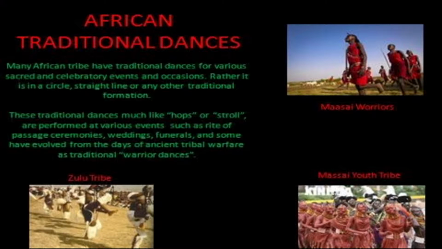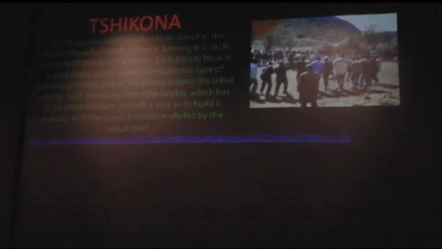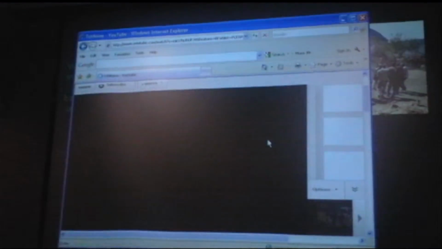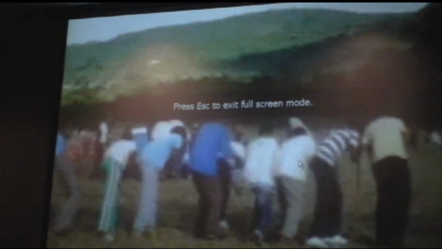Now, one of them that reminds me of a stroll is a dance called the Tashikana. It is a male dance amongst the Venda tribe that we discussed earlier. This dance is led by the tribal chief, and every man that is in line has a bamboo stick that he's blowing into, but it only plays one note, so everybody plays their bamboo stick at a different time to create a melody. And I have this example here for you to show of the Tashikana dance. Like I said, every man in line has a bamboo stick, so that's the melody that you hear playing.